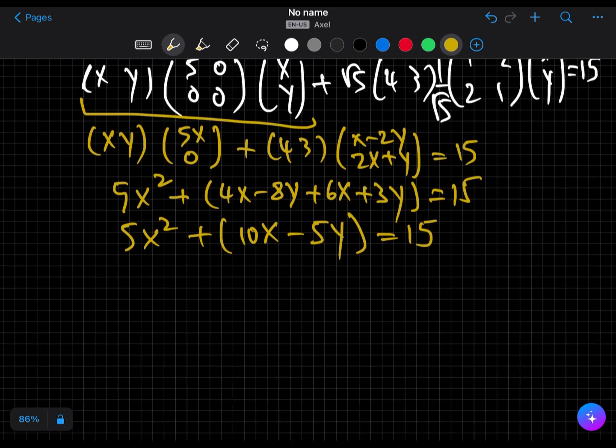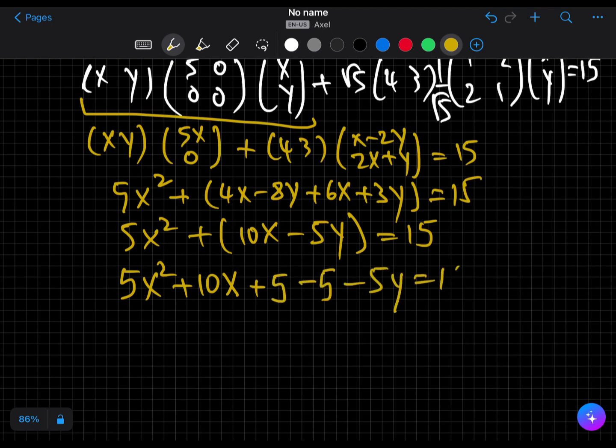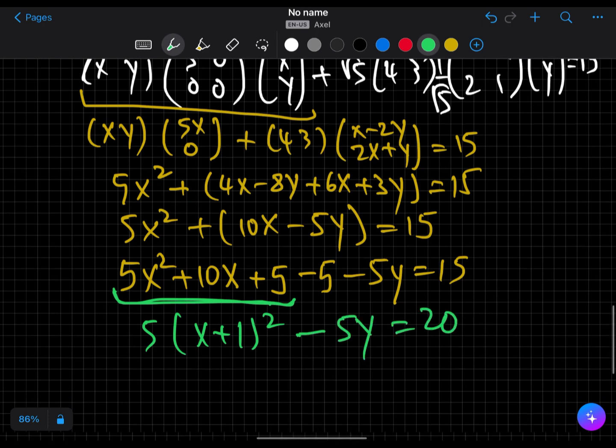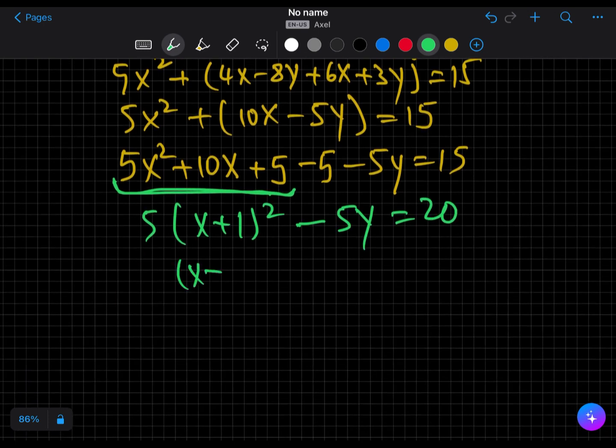Now it will give me 5x squared plus 10x plus 5 minus 5 minus 5y equals to 15. I'm doing this so that I will be able to complete the square over here. So this will give me 5 times (x plus 1) squared minus 5y equals to 20. If I divide everything by 5, I have (x plus 1) squared minus y equals to 4.